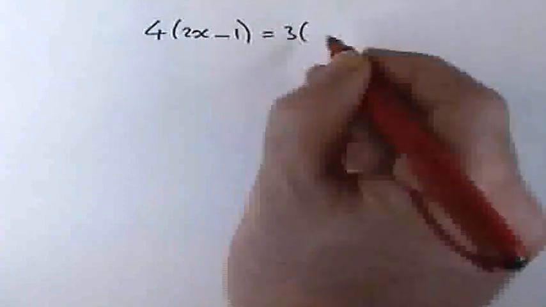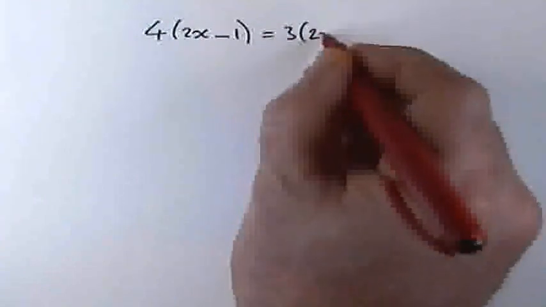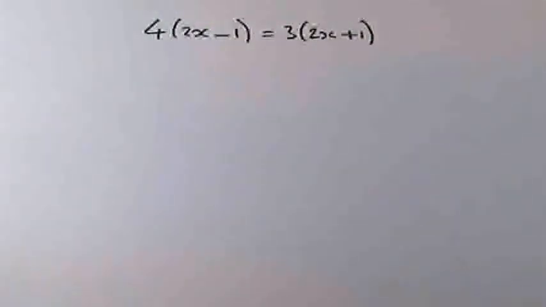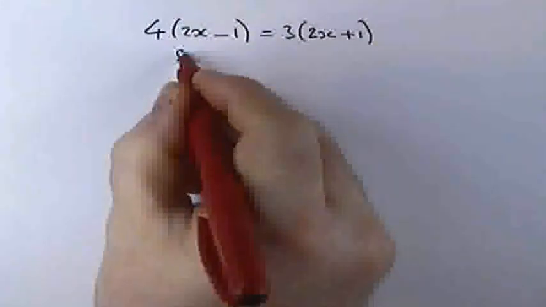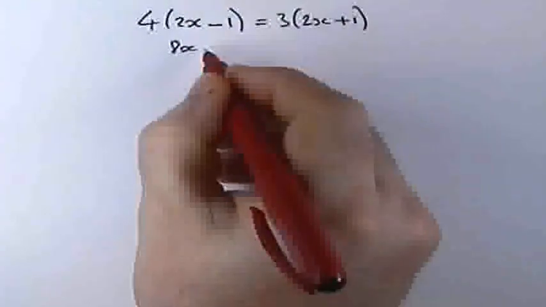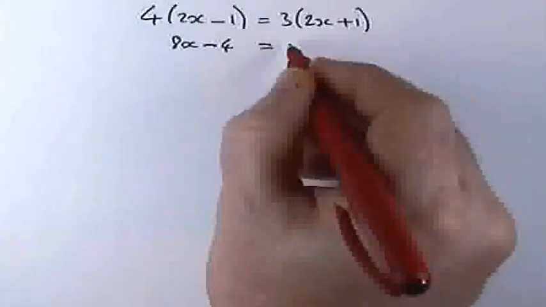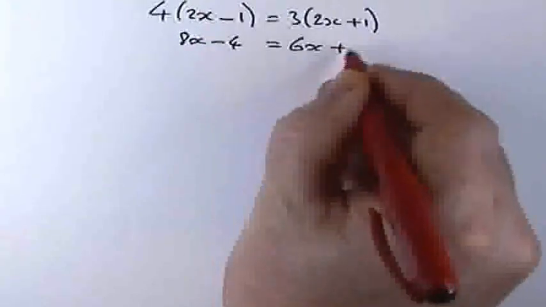So the only way they can make this any harder now is to put brackets on both sides. So here's a question where there's brackets on both sides. Now, as you might expect, all we have to do is expand the brackets, then solve it as before. So expand the bracket carefully on the left hand side, and we get 8x minus 4. Expand the bracket carefully on the right hand side, and we get 6x plus 3.